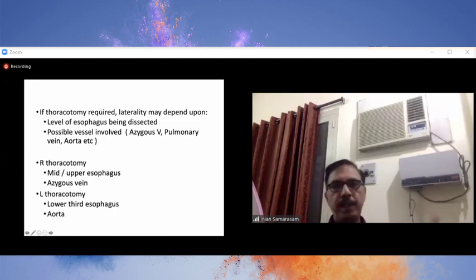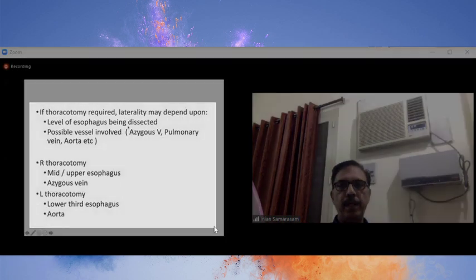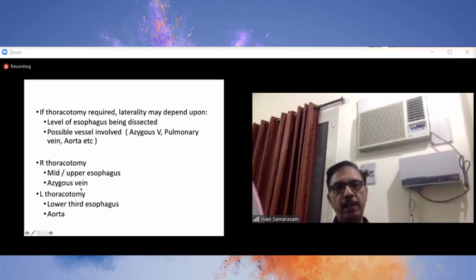Which side you do the thoracotomy depends upon the level of the esophagus to which it is dissected and the possible vessel. If it is up to the mid or upper esophagus, and you're suspecting the azygous vein, then you do a right thoracotomy. If you think the bleeding is much lower down, and if you think it's from the aorta, then it may be preferable to do a left thoracotomy.